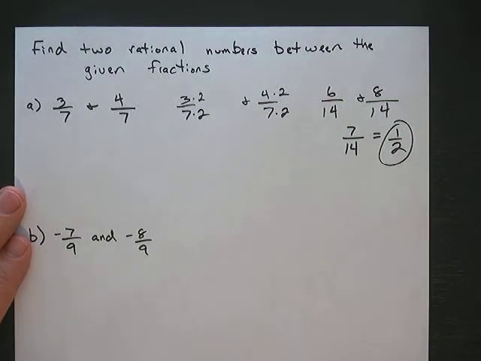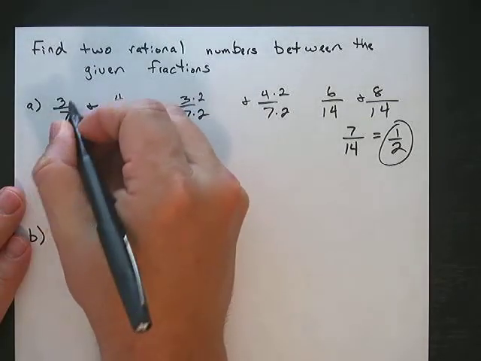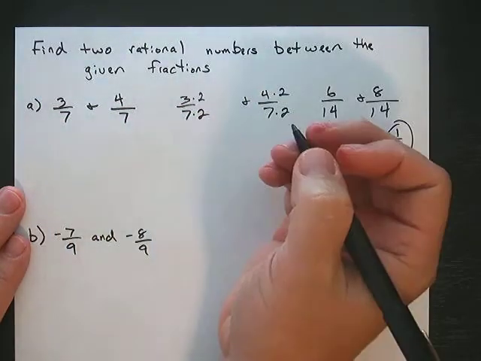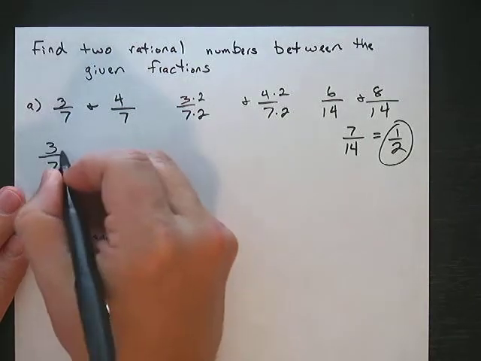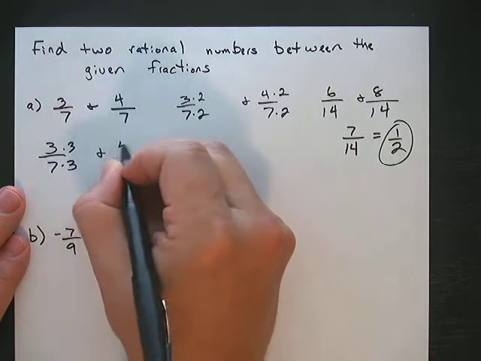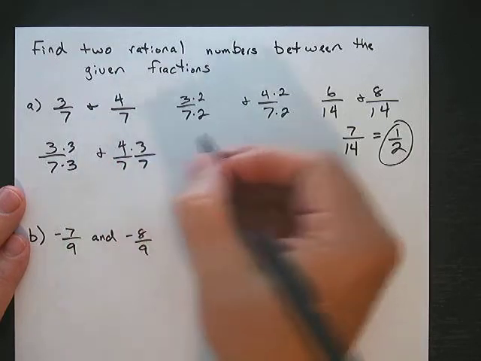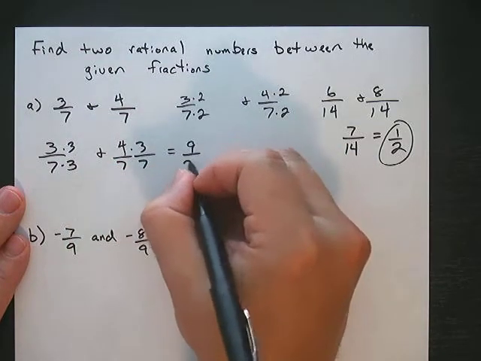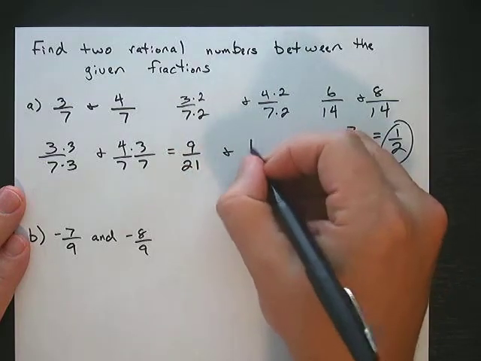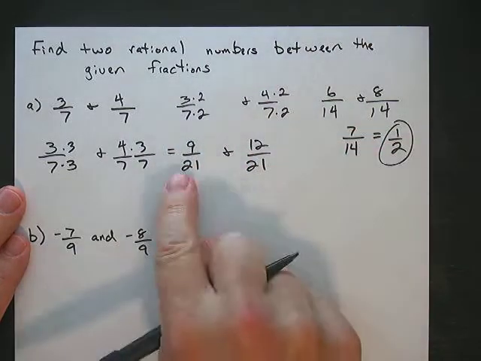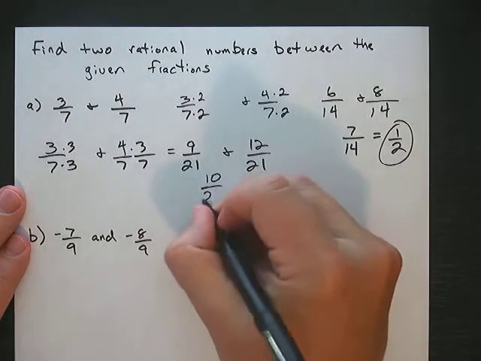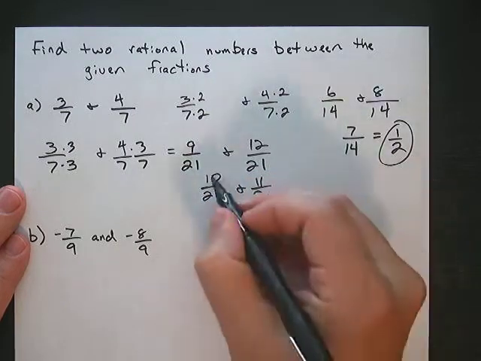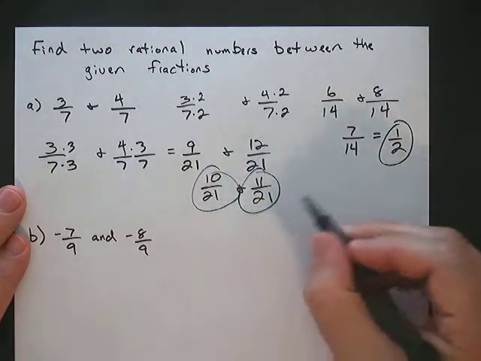Okay, but since we're looking for 2, we could do this a different way and not have to do it twice. We could just multiply this by 3 instead of by 2, and we should open up more numbers that are between these two numbers. So let's multiply by 3. So 3 over 7 times 3 on top and bottom, and 4 over 7 times 3 on top and bottom. Okay, that will give us 9 over 21 and 12 over 21. Now can we find two numbers that are between these two? Well, sure, 10 and 11, right? 10 over 21 and 11 over 21. So we actually ended up finding 3 rational numbers between.